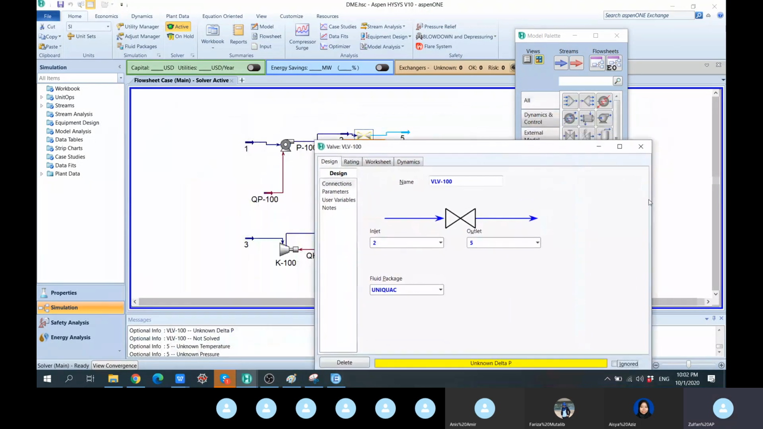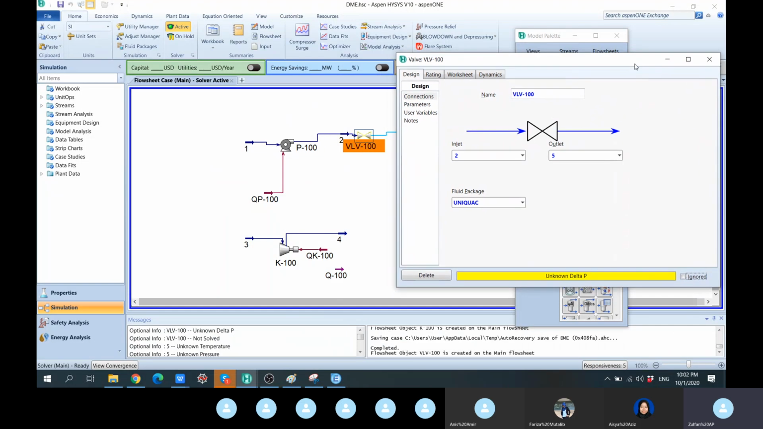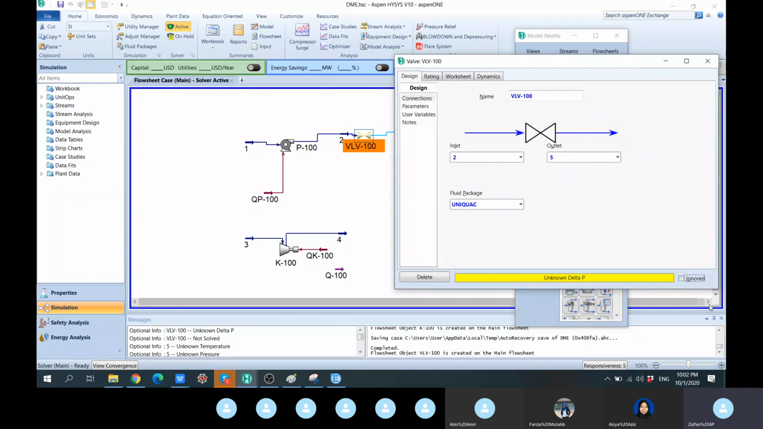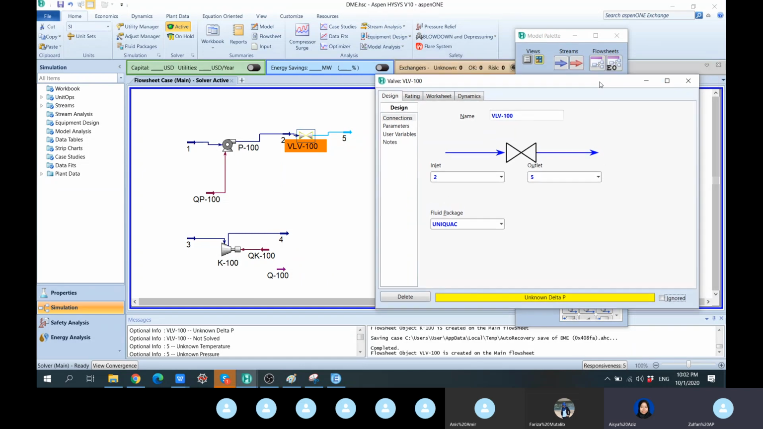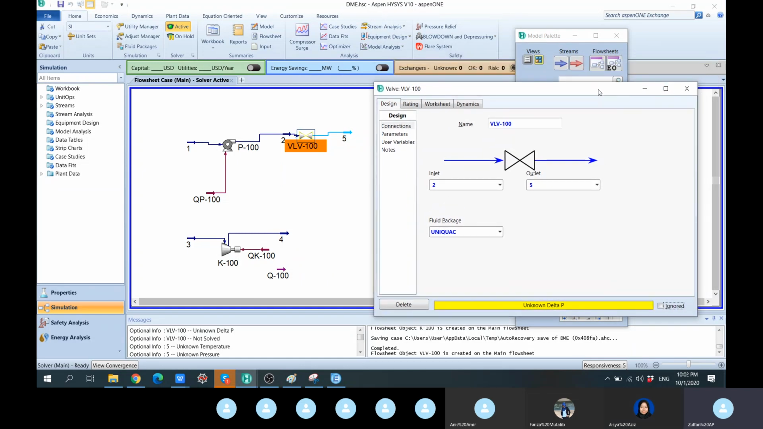So if you have a valve, now let's test your fluid mechanics. You said you have passed this fluid mechanics course. So we have the inlet and outlet streams, and this is too easy. This gives us this unknown delta P. So that means you need to specify what the unknown delta P is.